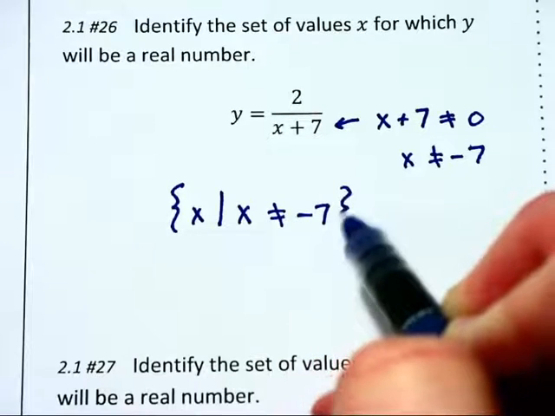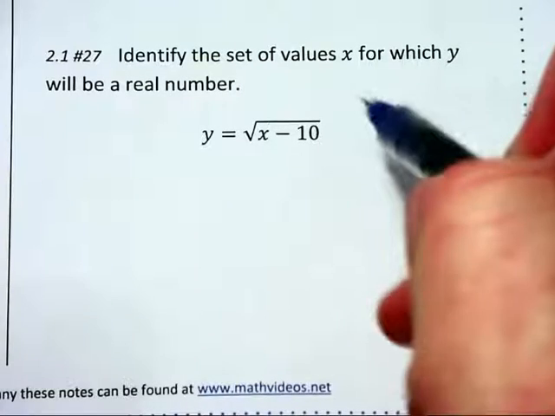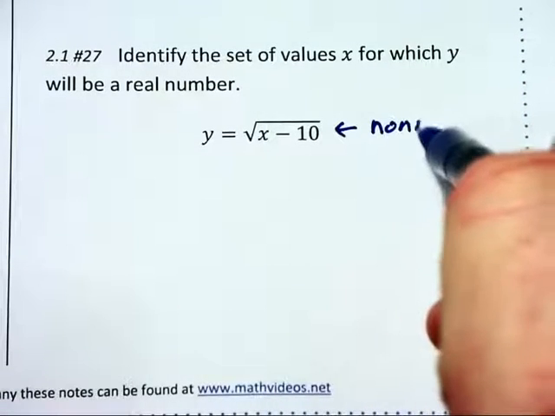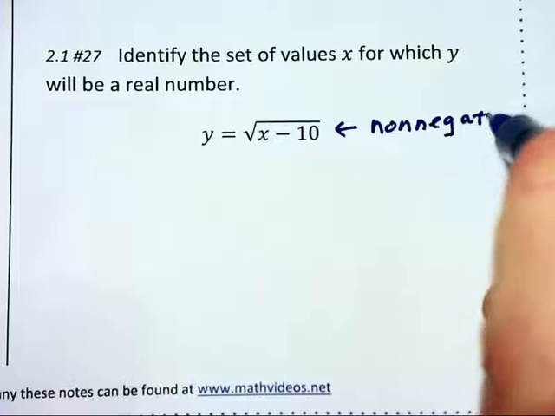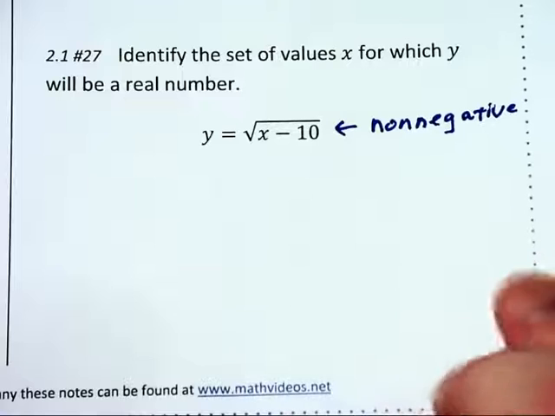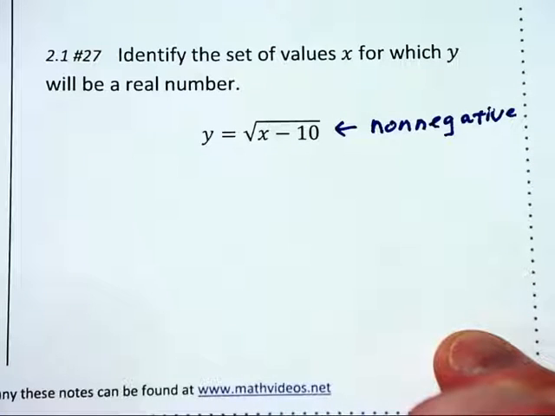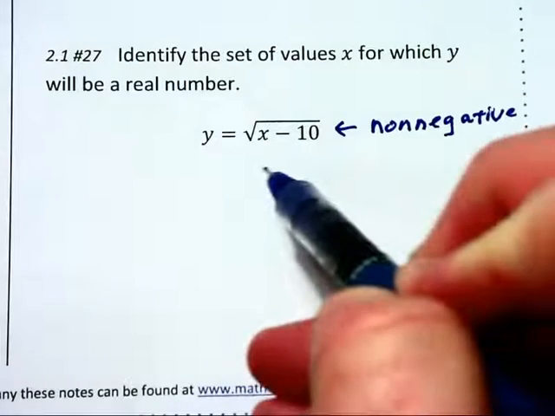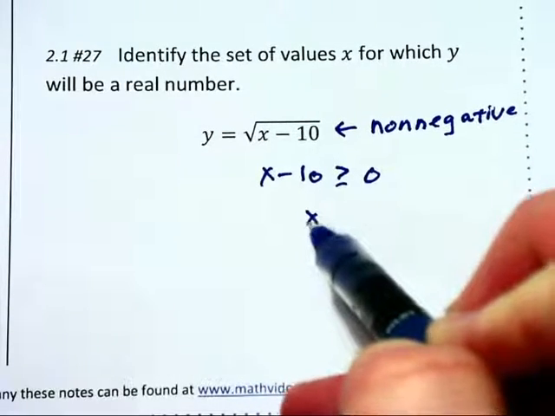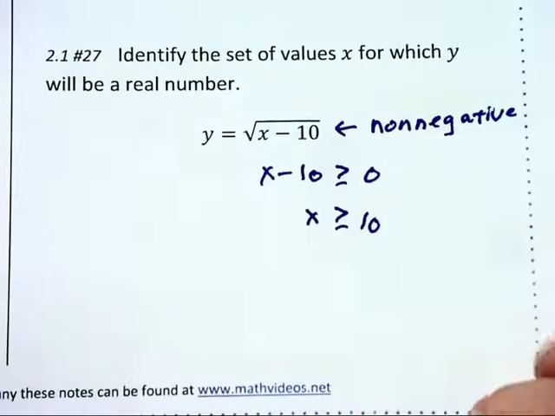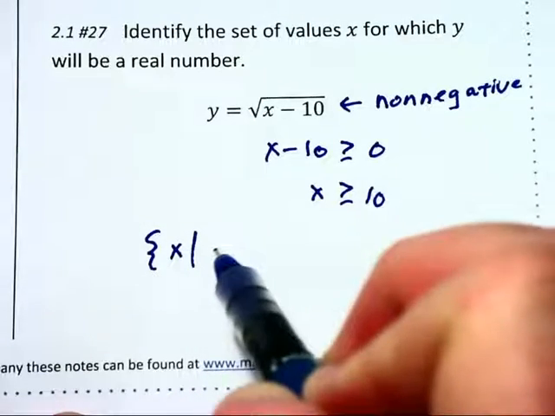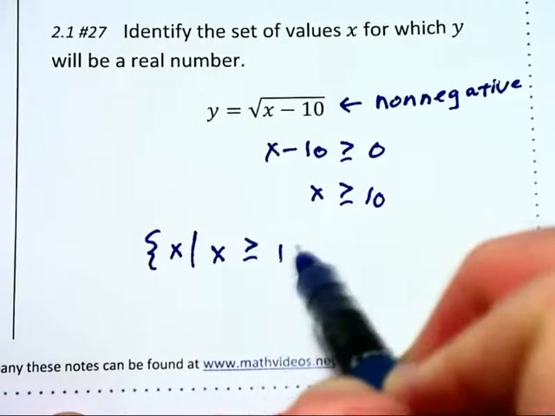In this next problem, we need to make sure that what is under the radical is non-negative. I write it this way because this is a word we don't use very often. It means not a negative, but allowing it to be either equal to or greater than. So we want to make sure that x minus 10 is greater than or equal to 0, and therefore that x is greater than or equal to 10. In set builder notation, this is the set of all x's such that x is greater than or equal to 10.